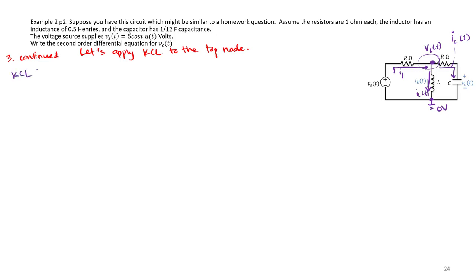So by Kirchhoff's current law, I can write the equation that plus I1 minus IL of t minus, in this case, IC of t, those must all sum to 0.